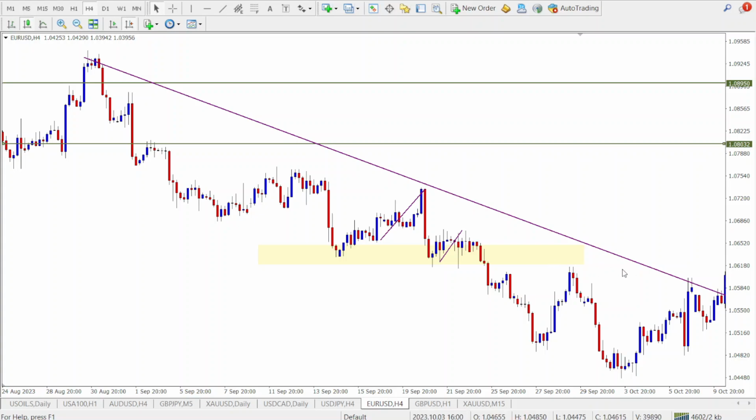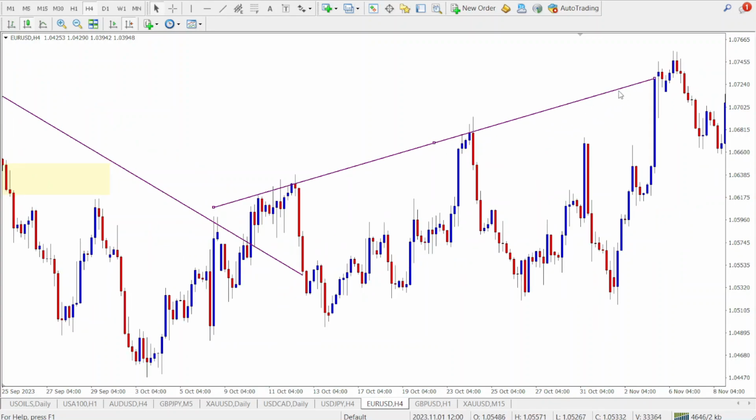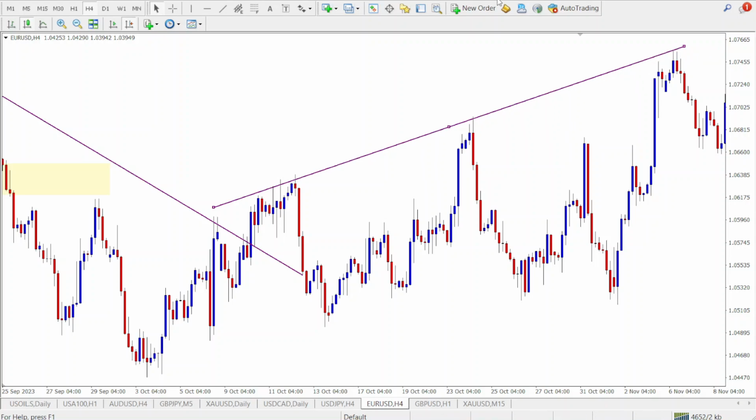Well, one of the biggest mistakes beginners make is trading against the trend. To avoid this, we need to understand market structure and trend direction. Okay? Now, for an uptrend, price will be making higher highs and higher lows. That is the characteristic of an uptrend. Higher highs and higher lows. So you should be looking for buy opportunities.